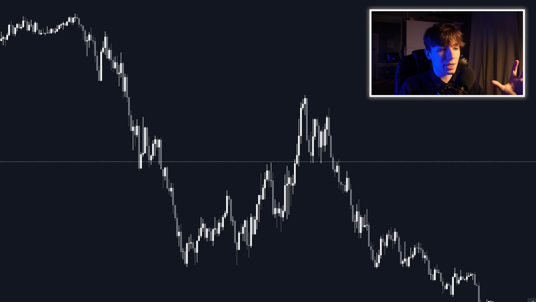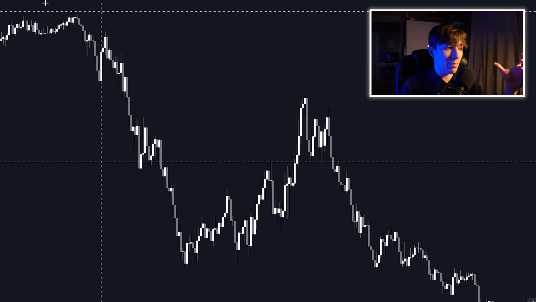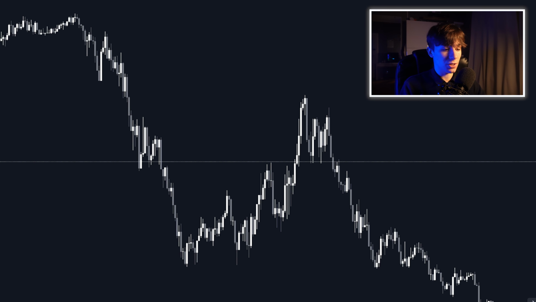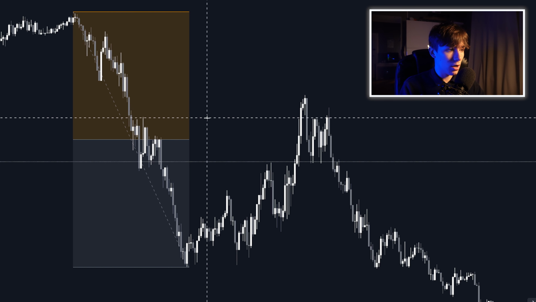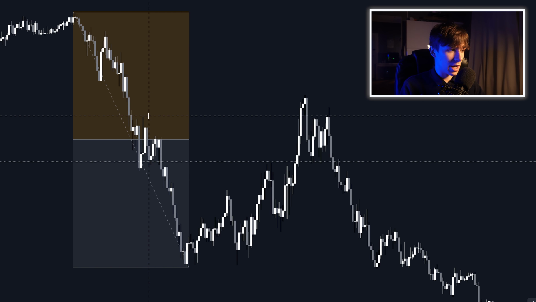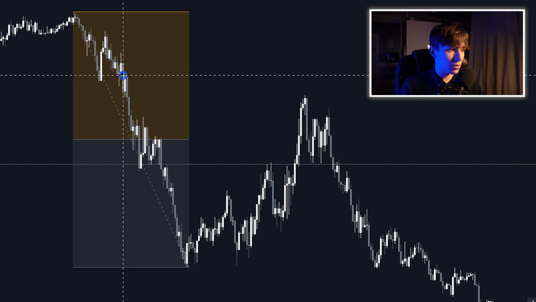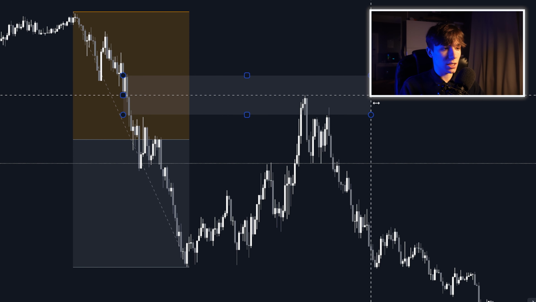Okay, so I think I already found a market maker sell model right here. Basically, we are looking very bearish on the higher time frame. So what does this tell us? We only want to look for shorts inside the premium zone right here. Maybe we have some highs right here, nice liquidity, a fair value gap, an order block. So this is a nice pivot point, right?